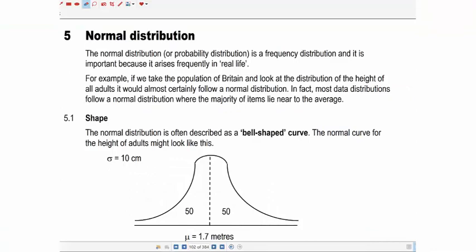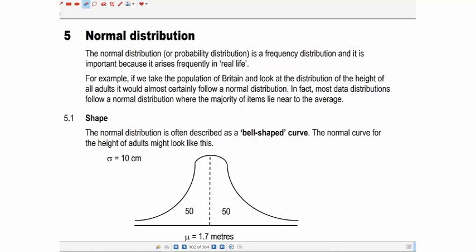The final two learning outcomes expect you to be able to explain and interpret the properties of normal distribution, and that's what we're going to look at now in our final section, section 5. The normal distribution, sometimes known as the probability distribution, is a frequency distribution, and it's important because it arises in lots of real life situations.